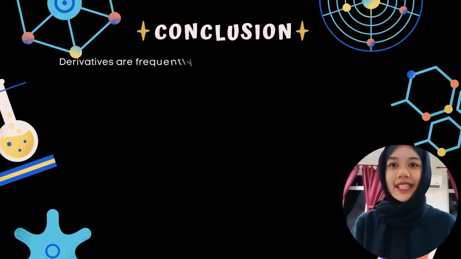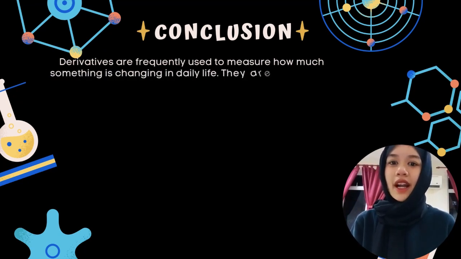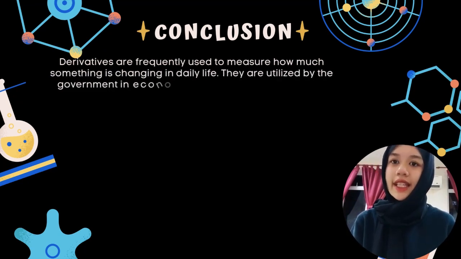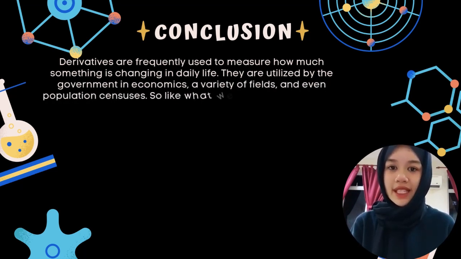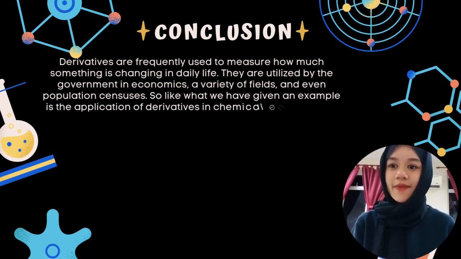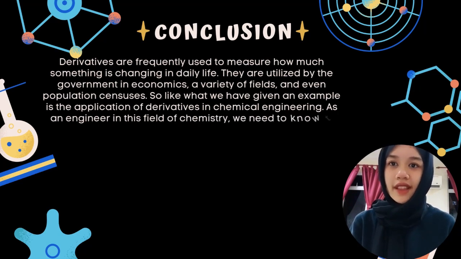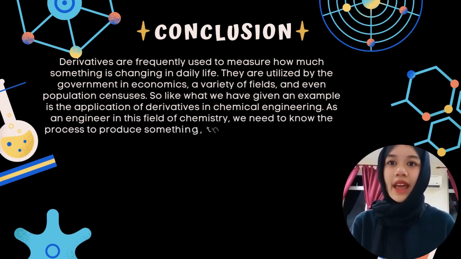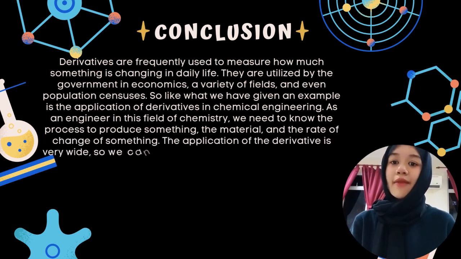Last but not least is the conclusion. Derivatives are frequently used to measure how much something is changing in daily life. They are utilized by the government in economics, a variety of fields, and even population censuses. For example, there is the application of derivatives in chemical engineering. As an engineer in this field of chemistry, we need to know the process to produce something, the material, and the rate of change of something.